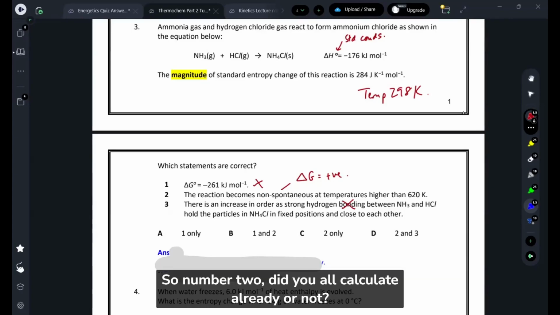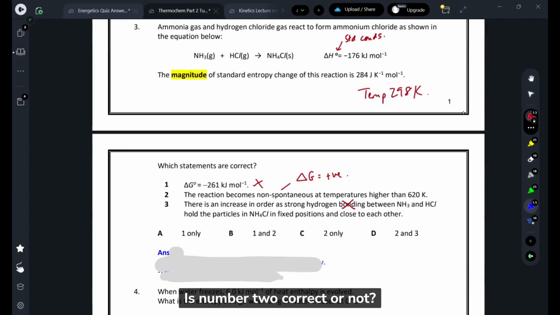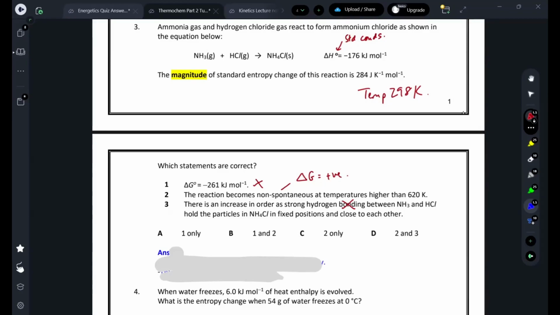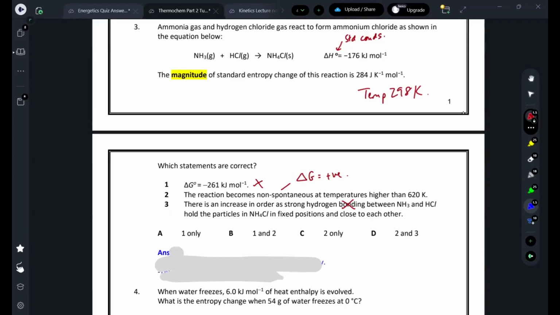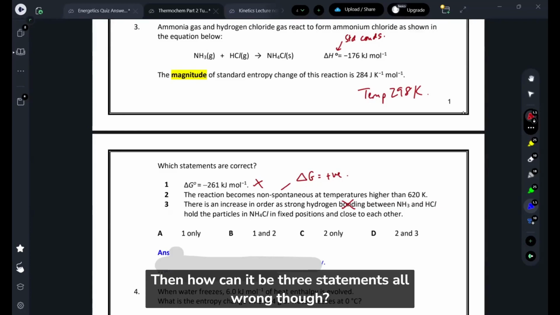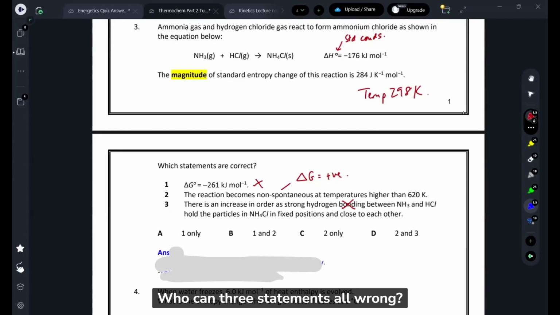Okay, so number 2, did you all calculate already or not? Is number 2 correct or not? In number 1 and 2, I have to trust you because I don't have a calculator. Eldon, did you calculate the thing? Is statement 2 correct? Is your Gibbs value positive? You use your calculator. This one cannot. It's not positive. It's still a negative value. Then how can all three statements be wrong? Impossible. Must be at least one statement is correct.